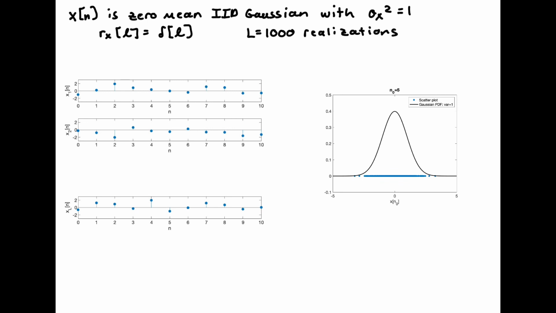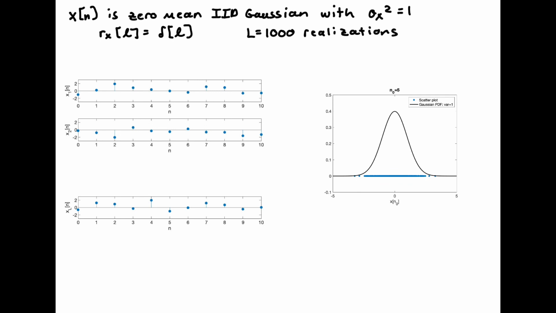Okay, so here's what I did. I created some realizations of this random process. Again, I'm assuming that we have zero mean IID Gaussian noise where the variance is equal to 1. And so Rx of l is just delta of l. And I've generated 1,000 realizations.